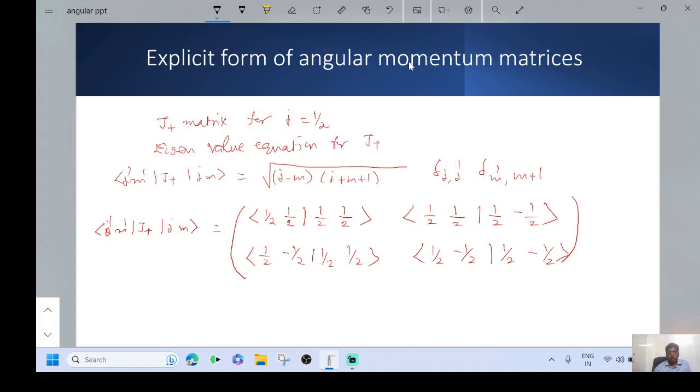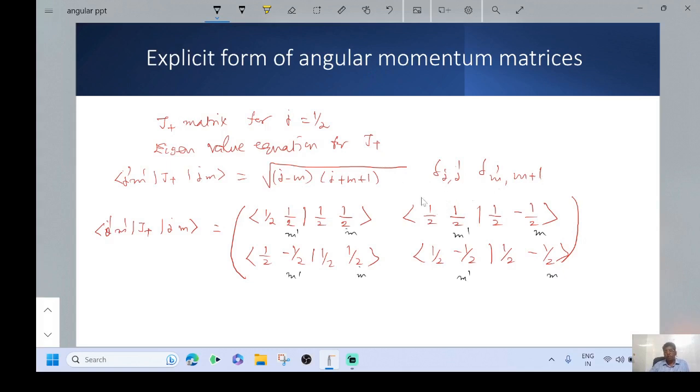Here, this is M dash, this is M dash, this is M dash, this is M dash, this is M, this is M, this is M, this is M. J dash is always equal to J. See here, M dash is changing column wise, plus half, minus half, plus half, minus half. M is changing row wise, plus half, minus half, plus half, minus half. Now, where the element is present, that is a question mark.